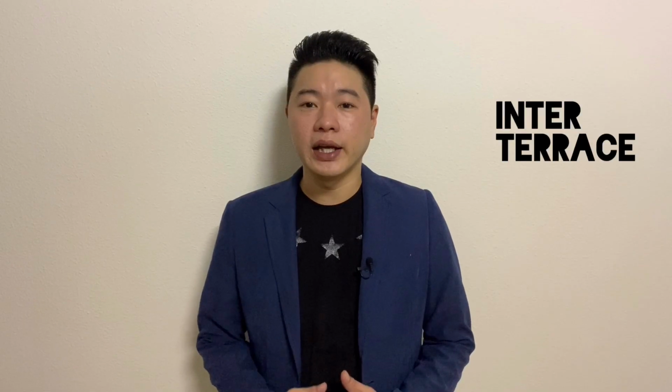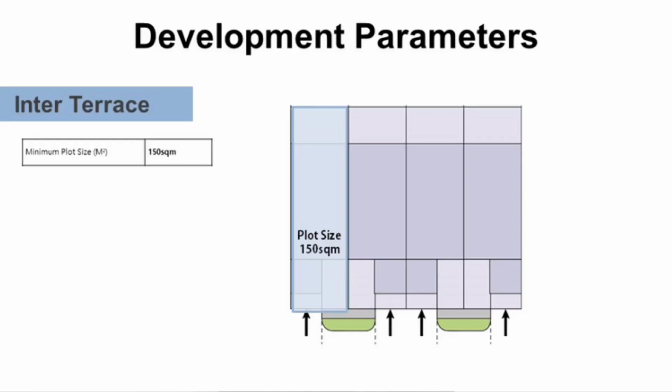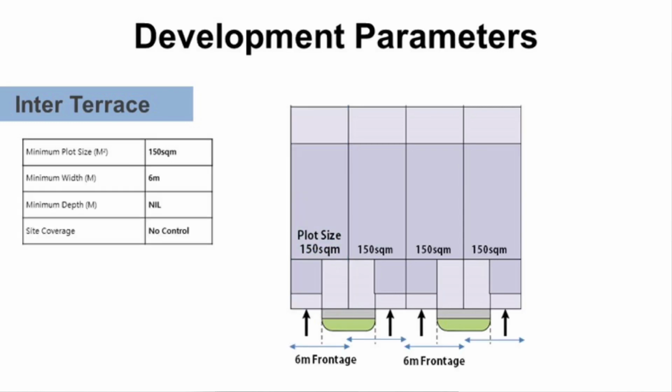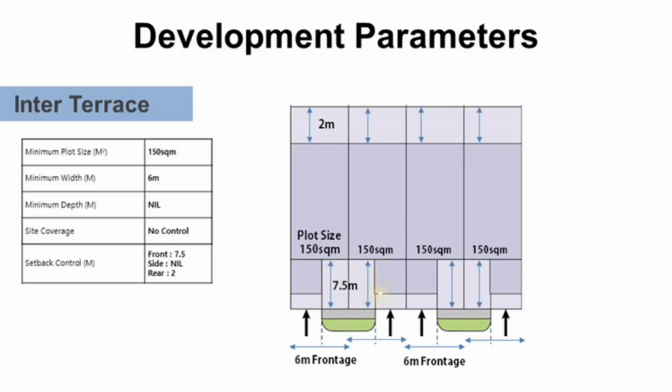Next, we'll take a look at the interterraces. Interterraces minimum plot size is 150 square meters. Minimum plot width of 6 meters. The front boundary wall to your main door setback is 7.5 meters. The rear setback is 2 meters. And on the side, there is no setback, as it is a common party wall between you and your neighbors.